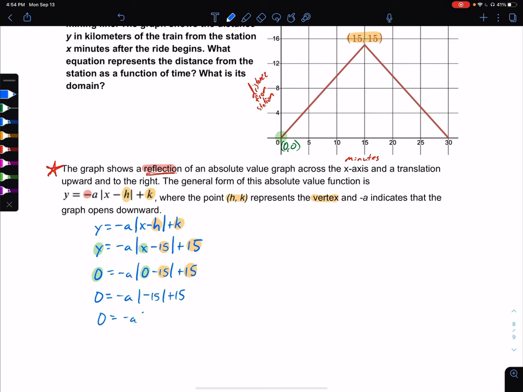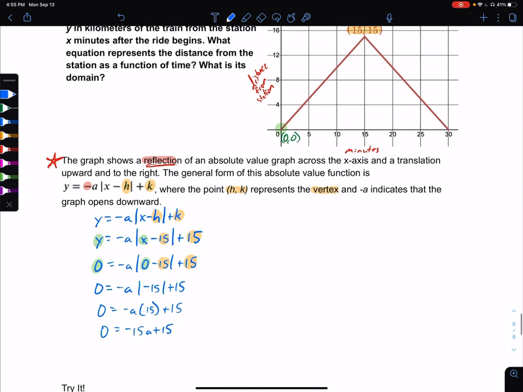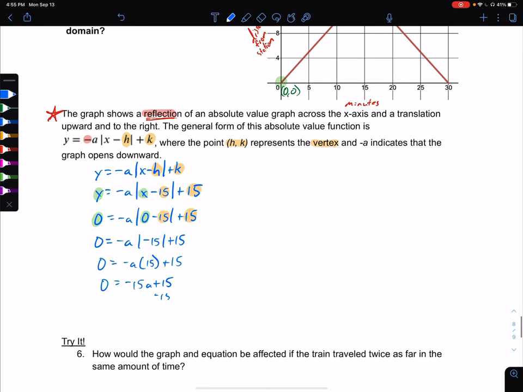So I'd have negative a times 15. So this would be negative 15a plus 15, right? We can subtract 15 from each side. Divide by negative 15, and that tells me that the a value is equal to 1.